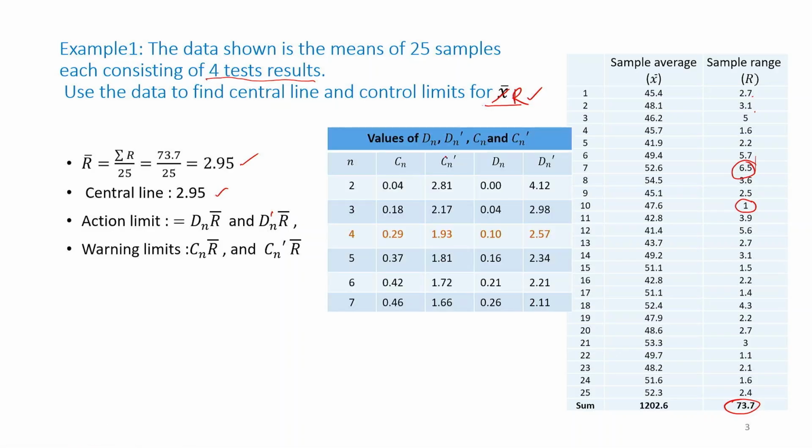And these are the values of dn, d dash n, cn and c dash n. These values are also given in many statistical textbooks, wherever the quality control chapter, especially the control chart chapter, is there. There you will find these values of cn, c dash n, dn, d dash n for different values of n: 2, 3, 4, 5, 6, 7 like that, and it can go up to 10. So these standard values are stated in these tables.